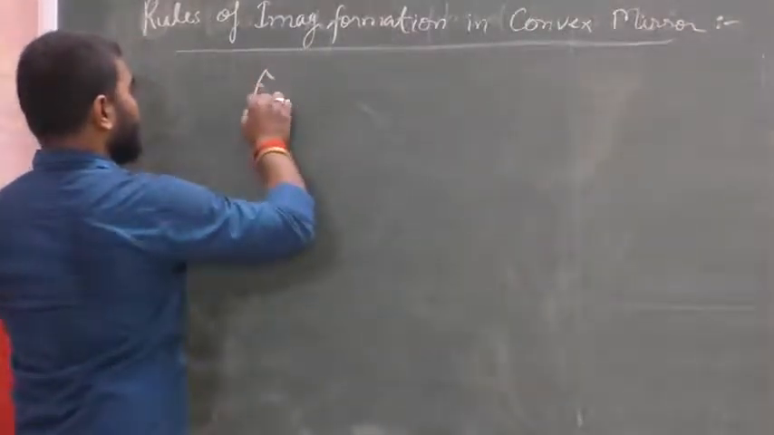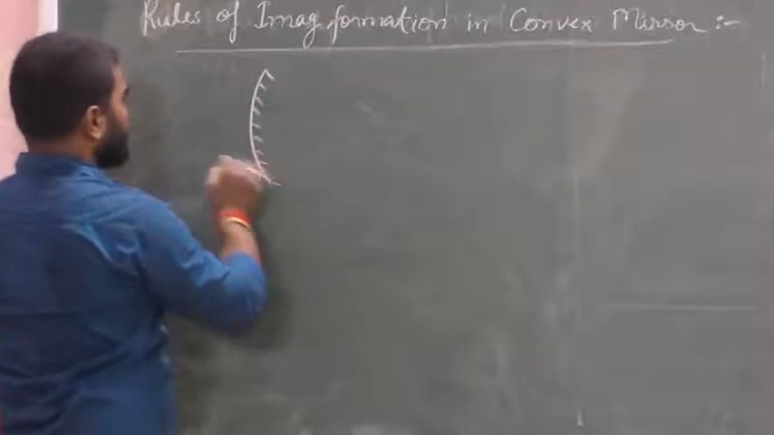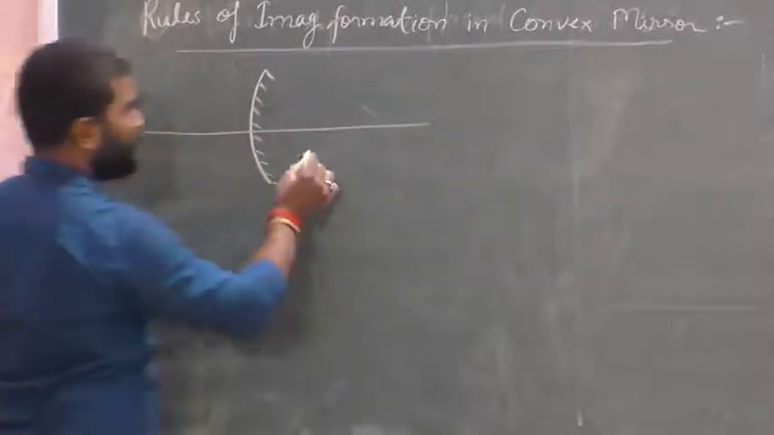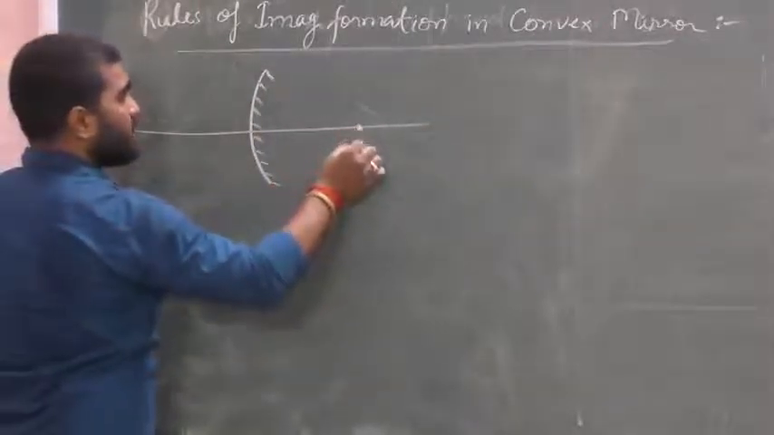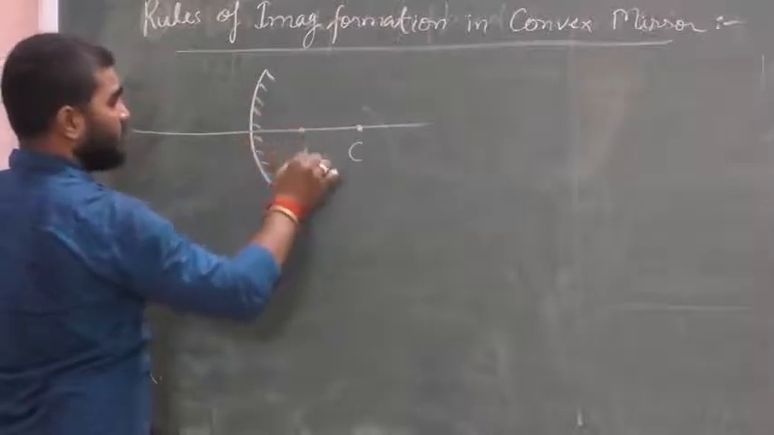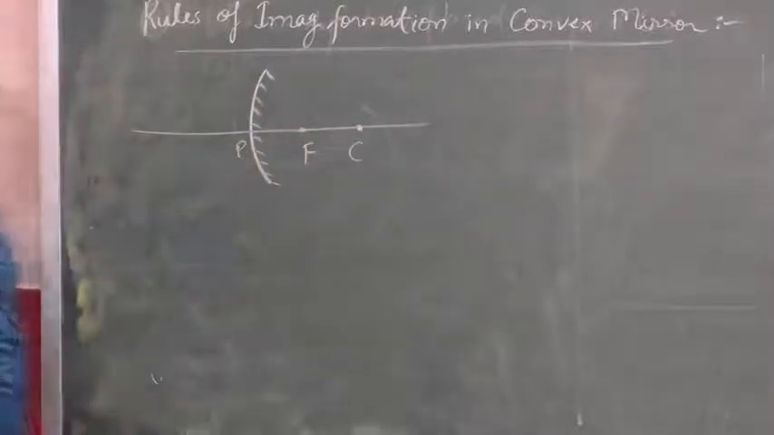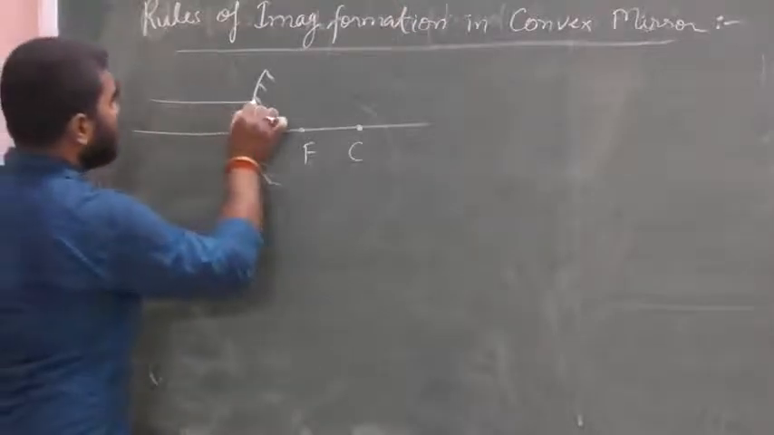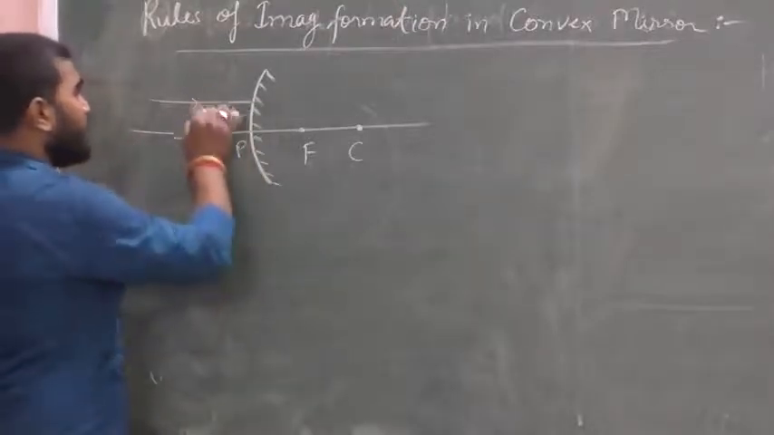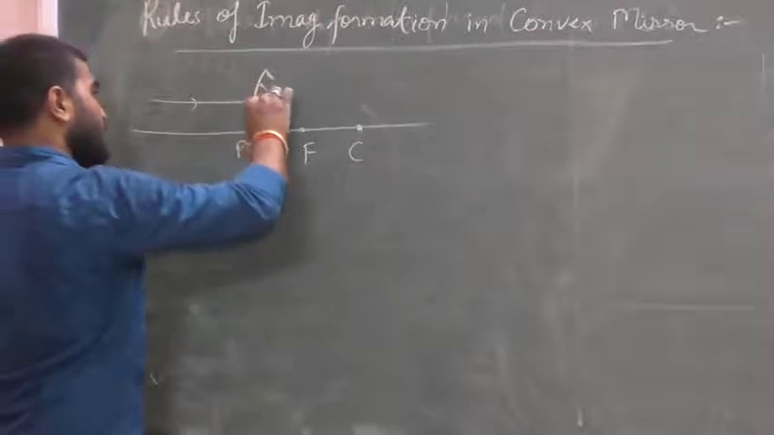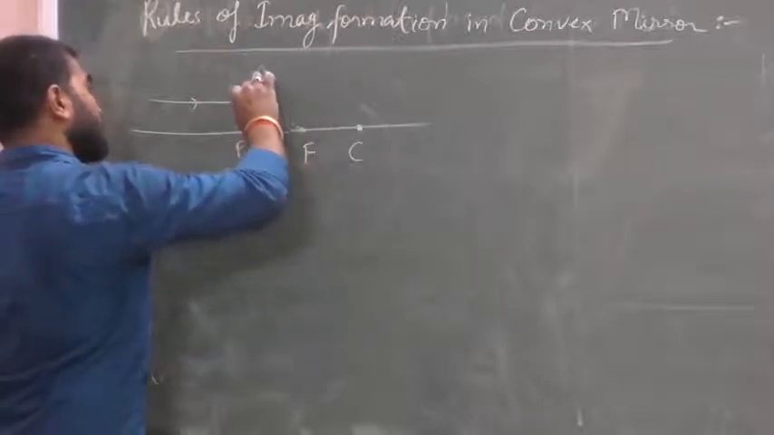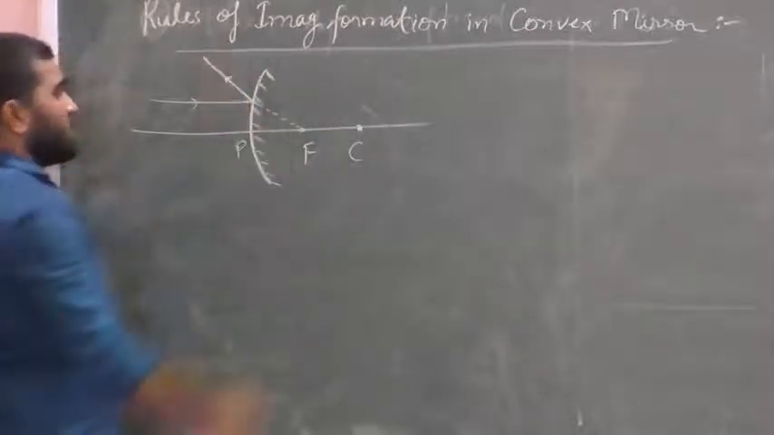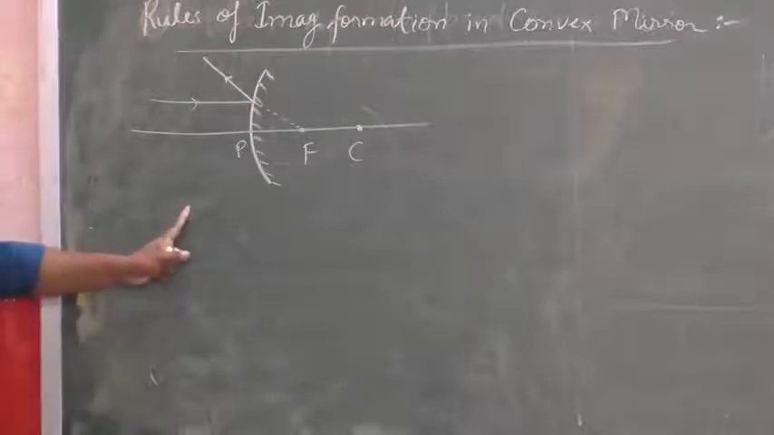Same as the concave mirror, there are 4 rules of image formation in a convex mirror. This is the center of curvature of this mirror, this is the focus, and this is the pole. In the first case, when the ray of light falls on the mirror parallel to the principal axis, it will get reflected from the principal focus. This is the first rule of image formation.